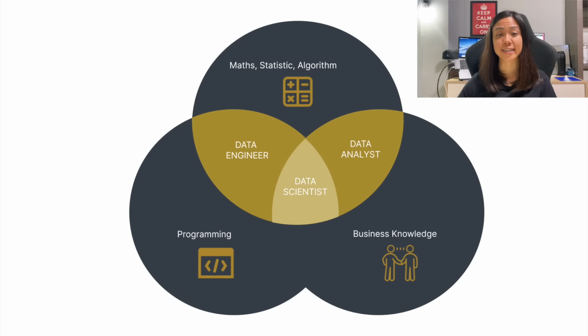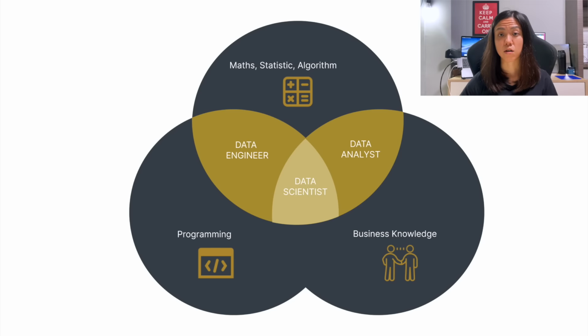Data engineering is mainly a mix of algorithm and programming. For a data analyst, it's a mix of math, stats, and business knowledge. And for data scientists, it is a mix of everything. This gives us a general overview of the three roles at a glance.